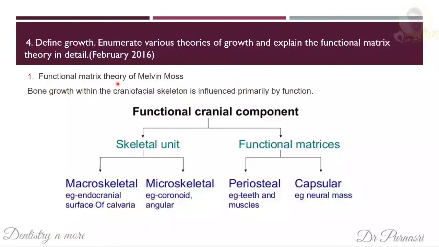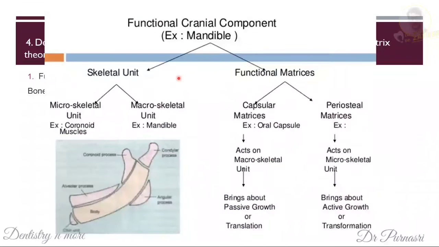Functional matrix theory was given by Melvin Moss. It states that the bone growth within the craniofacial skeleton is influenced primarily by function. This flowchart I've already explained previously. You can explain these macroskeletal units, microskeletal units, periosteal matrices, capsular matrices in detail, and then you can also explain in relation to an example, for example, the mandible.